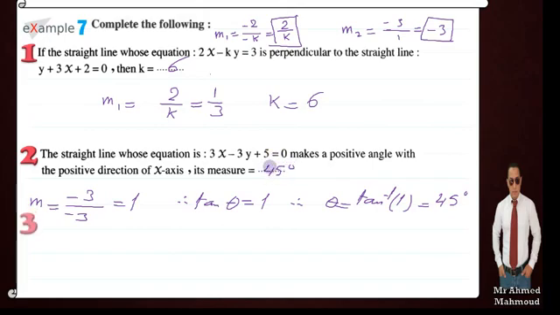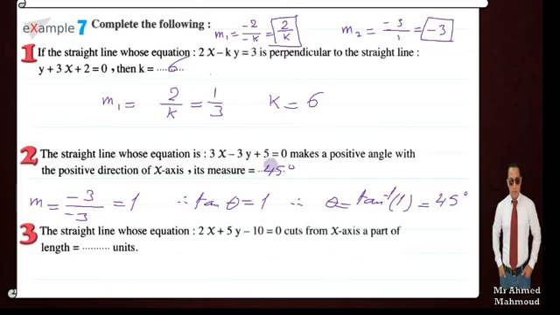Number 3, the straight line whose equation is 2x plus 5y minus 10 equals 0 cuts from the x-axis a part of length. To find the intersection with the x-axis, cancel y, then 2x minus 10 equals 0. Okay, then 2x equals 10, send 2 there, then x equals 10 divided by 2 equals 5. Then the length equals 5 units.